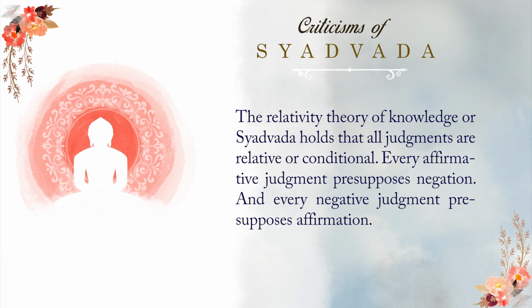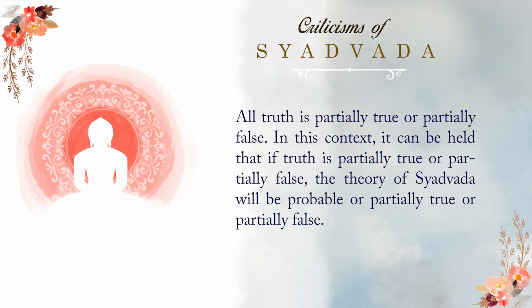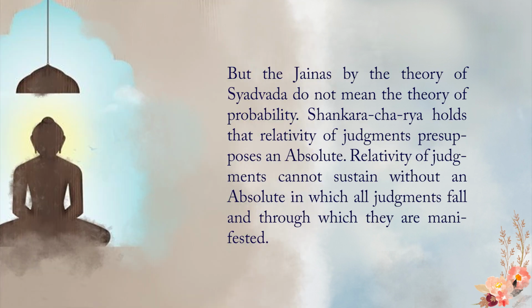The relativity theory of knowledge, or Syadvada, holds that all judgments are relative or conditional. Every affirmative judgment presupposes negation, and every negative judgment presupposes affirmation. All truth is partially true or partially false. In this context, it can be held that if truth is partially true or partially false, the theory of Syadvada will be probable, or partially true or partially false. But the Jainas by the theory of Syadvada do not mean the theory of probability. Shankaracharya holds that relativity of judgment presupposes an absolute. Relativity of judgment cannot be sustained without an absolute, in which all judgments fall and through which they are manifested.